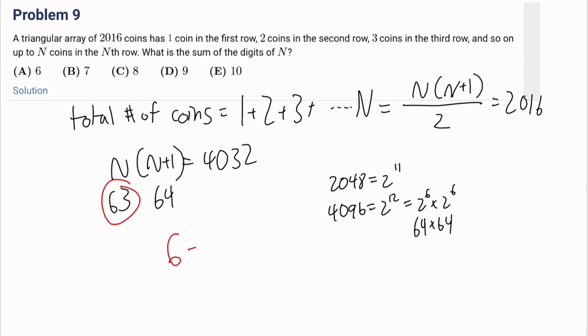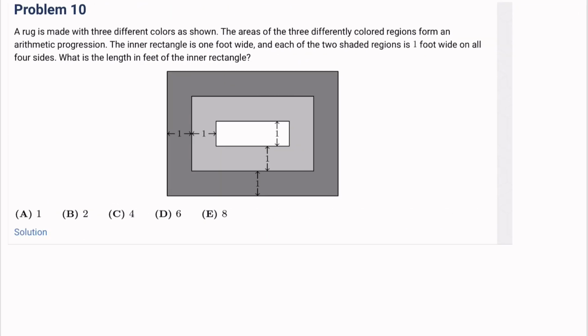It's 63, so 6 plus 3 equals 9. The answer is D. Number 10.